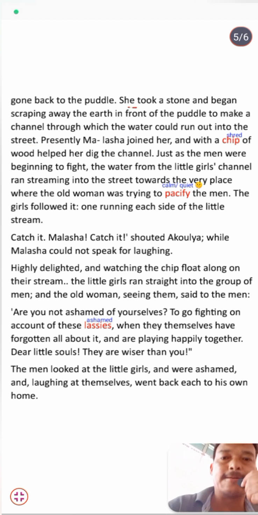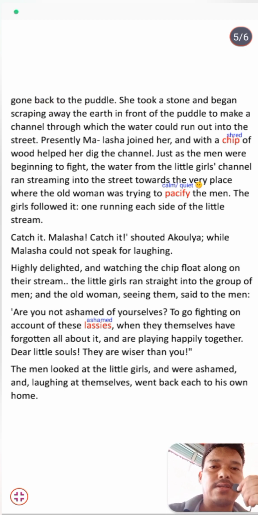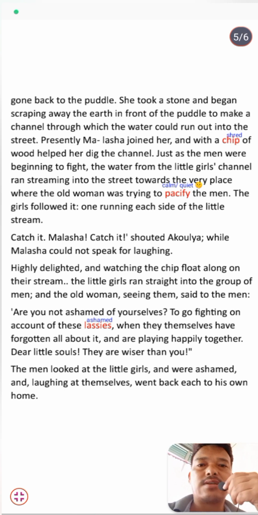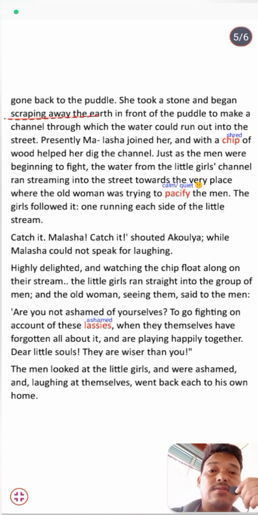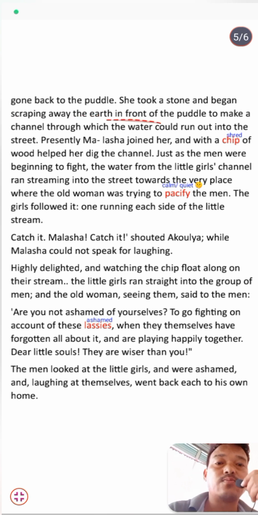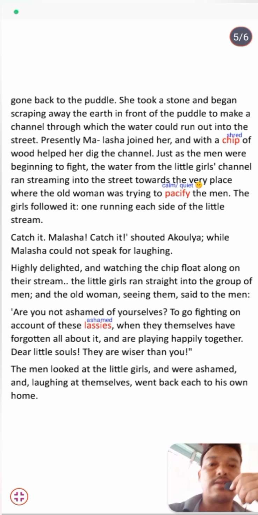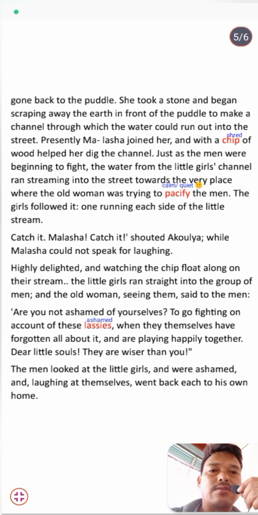Students, then she went back to the puddle, and she took a sharp stone and started digging a passage in front of the pool so that the water could come out from that passage. A channel is a passage, in a way we can say. She started making a passage in front of that puddle so that water may come out and run out into the street.